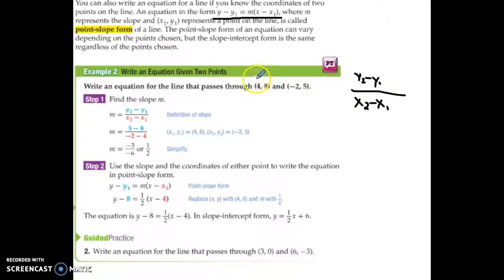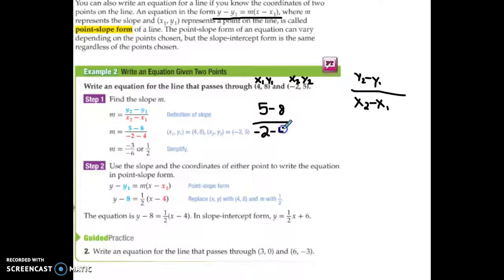So here's my x1, y1. It's a little thick, but x1, y1. And this is my x2, y2. Okay, so I'm just going to plug these numbers in. So 5 is going to go first. So 5 minus 8 over negative 2 minus 4.